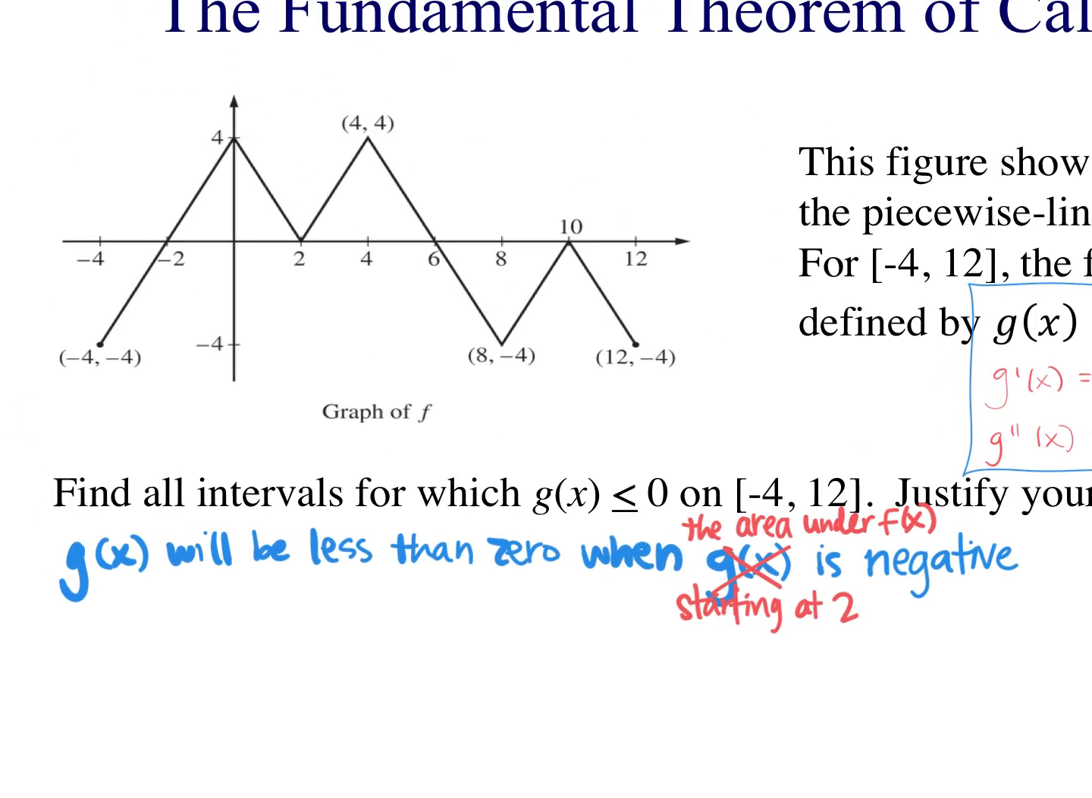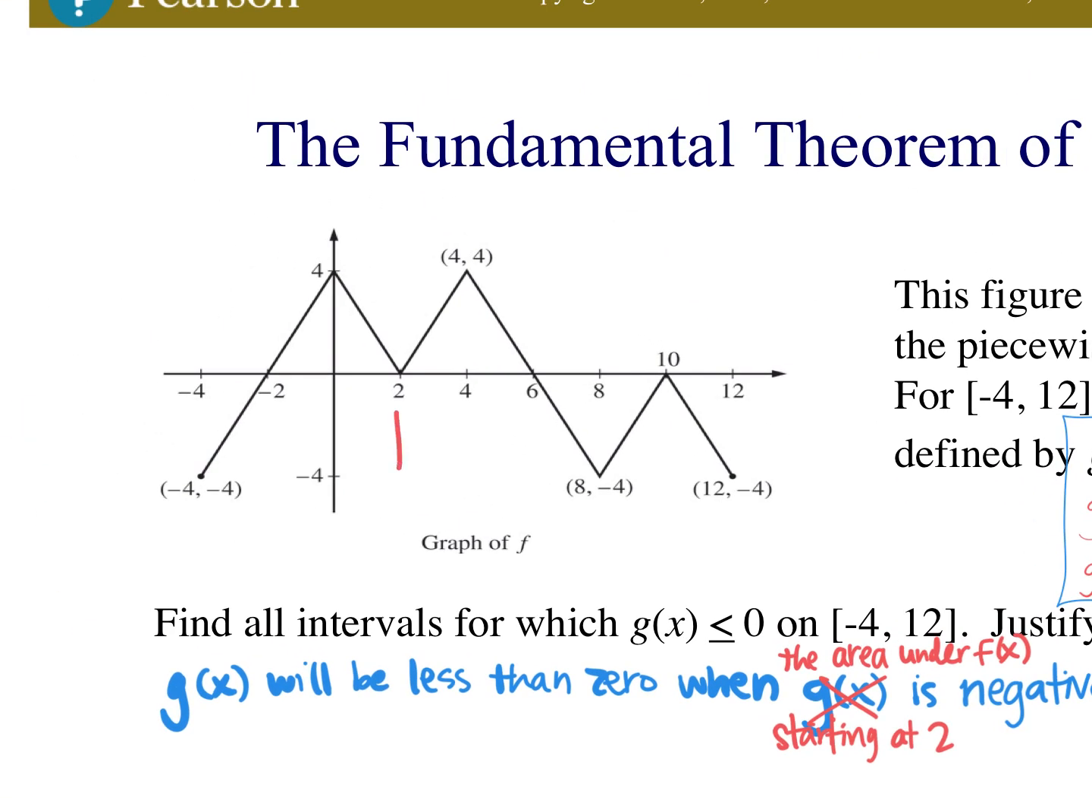Now let's look at our graph. Here's where I'm starting at 2. If I go forward, what kind of area do I get? If I go 2 backward, what kind of area do I get? It's not positive area. I'm going backwards. That is negative area.